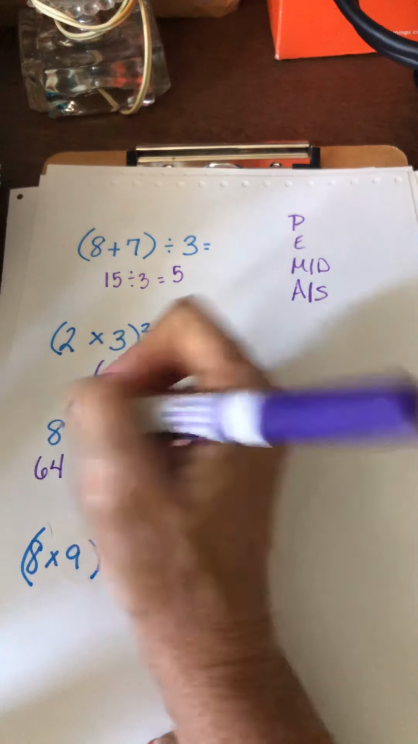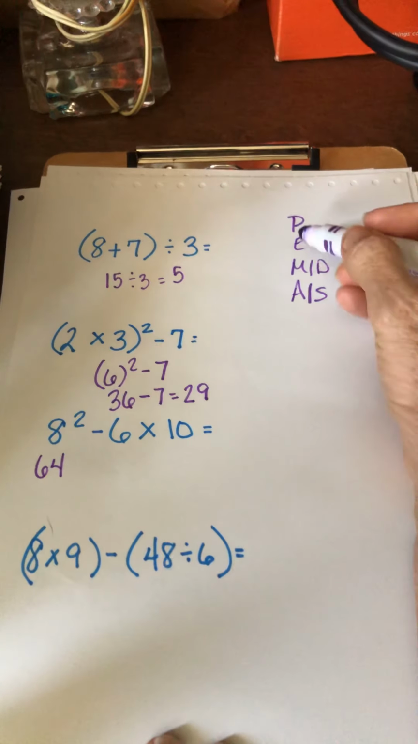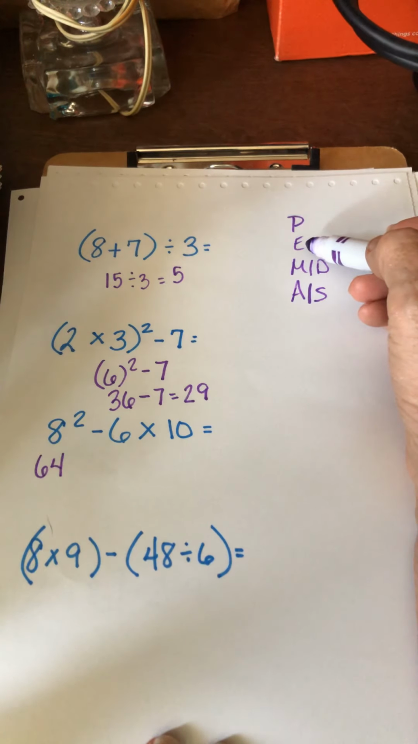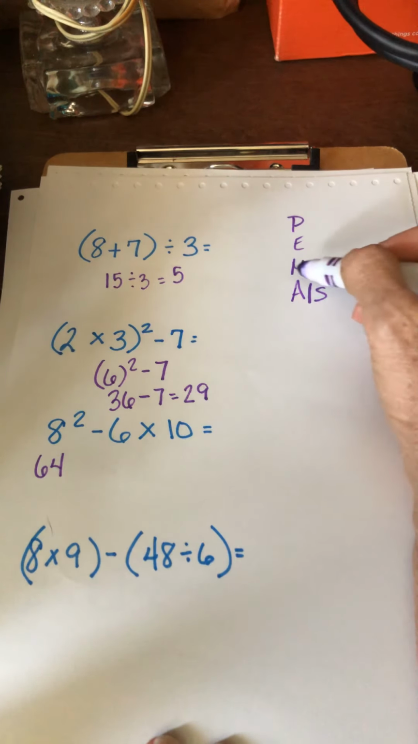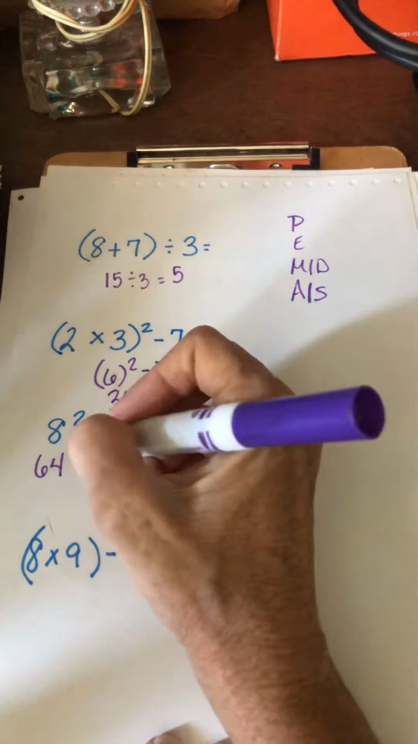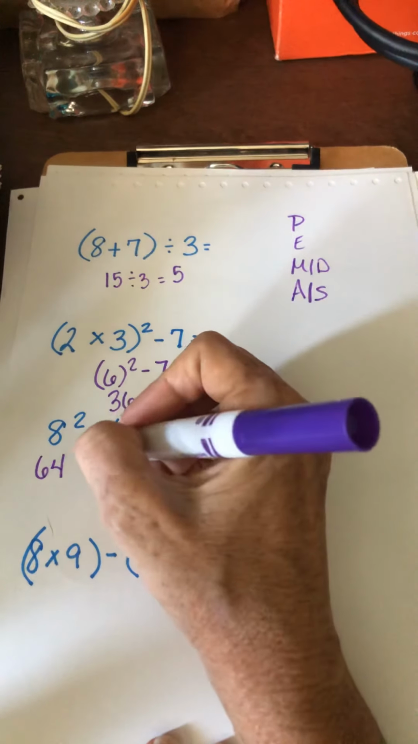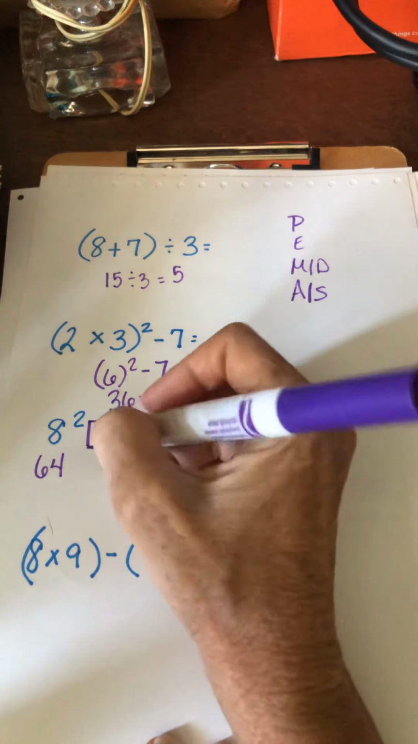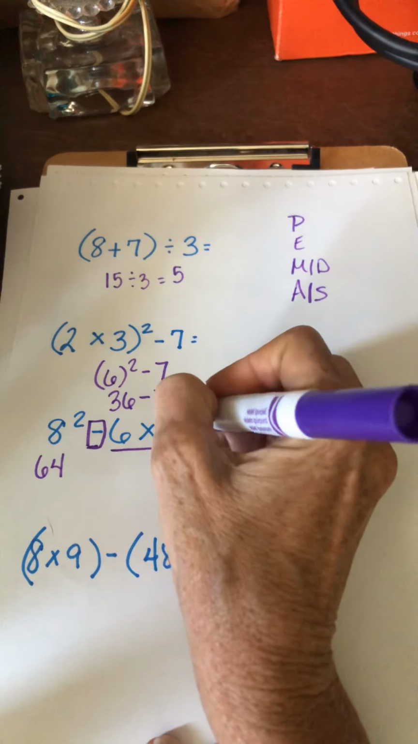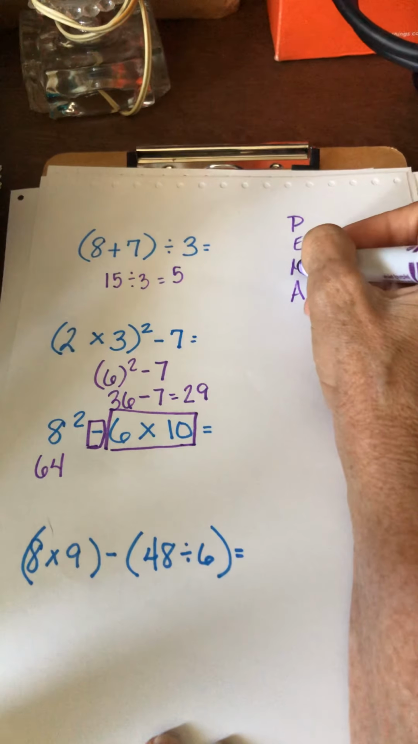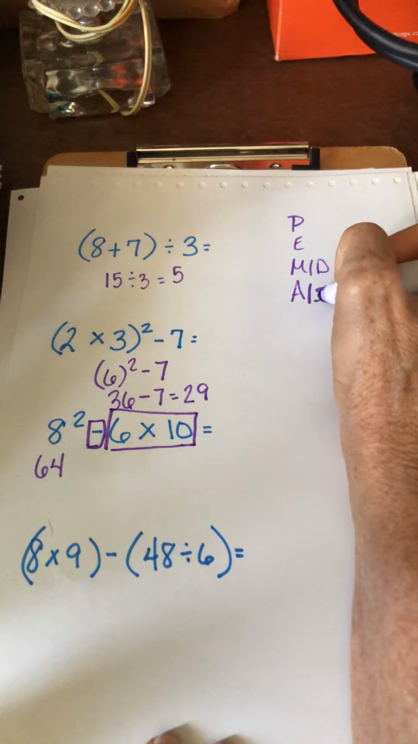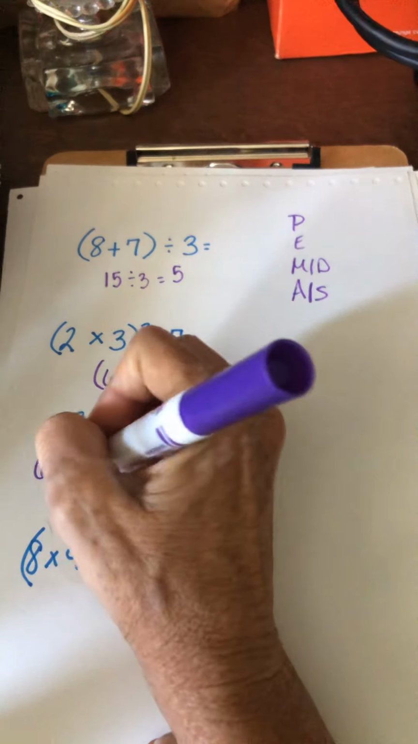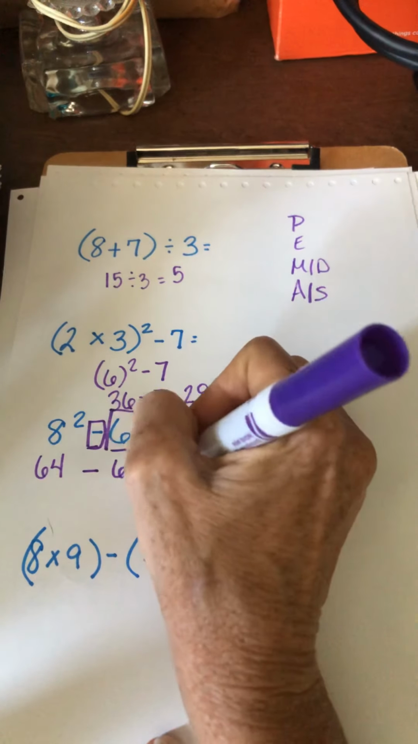64. Now be careful. I did my parentheses. Oh, no, there were no parentheses. I did my exponents. What's next? Multiplication and division. But look what sign is next. So a lot of people go, oh, I need to subtract 64 minus 6. No, no, no, no. I need to do multiplication next. Multiplication is before subtraction. So 6 times 10 is 60. And then 64 minus 60 is 4.